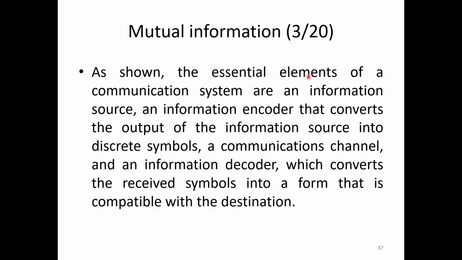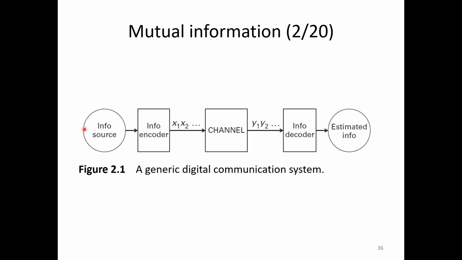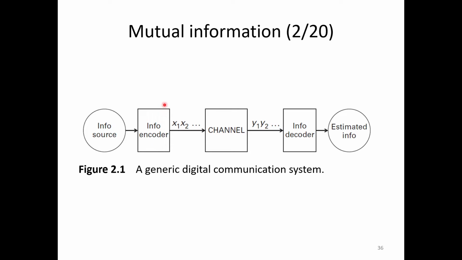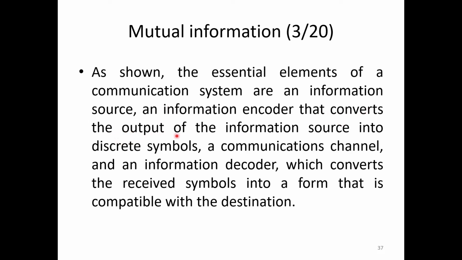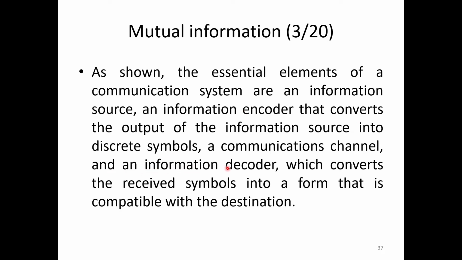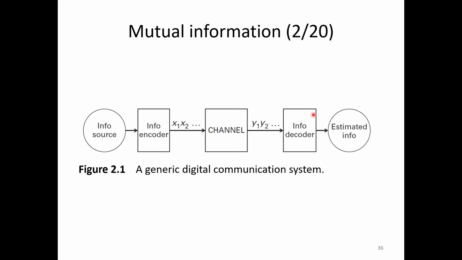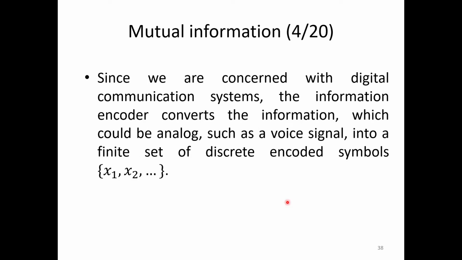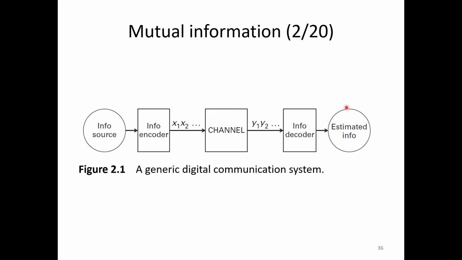As shown, the essential elements of a communication system are an information source, an information encoder that converts the output of the information source into discrete symbols, a communications channel, and an information decoder, which converts the received symbols into a form that is compatible with the destination, that is, the estimated information.